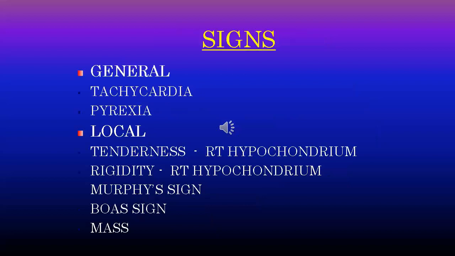In the general examination of this patient, you found the patient is feverish, tachycardic, and on local examination, tenderness and rigidity at the right hypochondrium. It's a positive Murphy sign as we explained before. Boas sign, what is the Boas sign? Boas sign is hyperesthesia at the right infrascapular region. Also, we can find a mass due to a distended gallbladder, caused by mucocele or empyema.